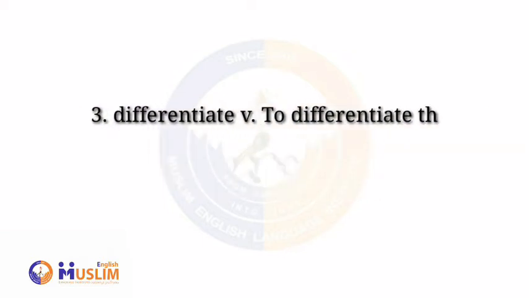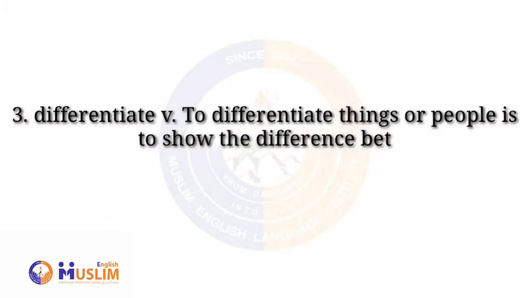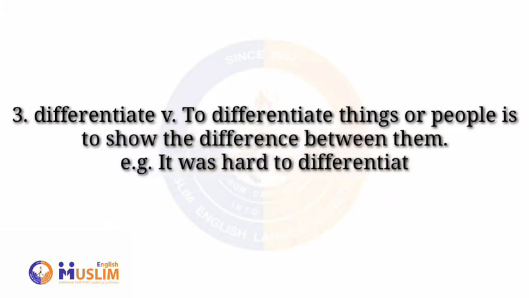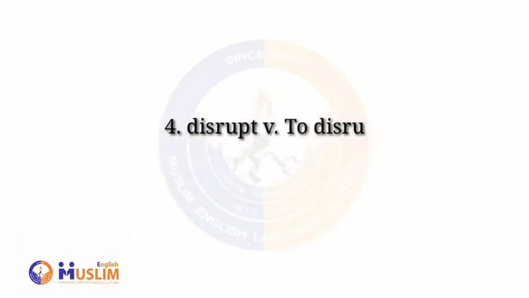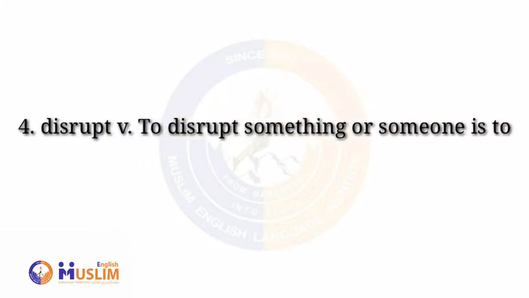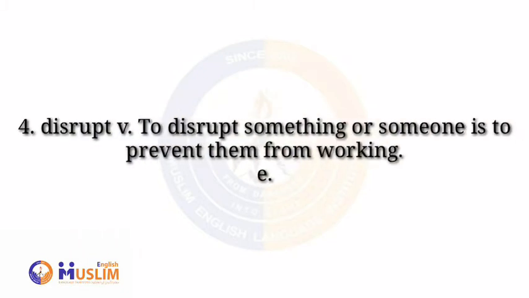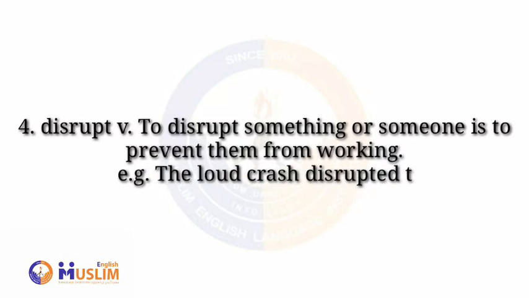Differentiate. To differentiate things or people is to show the difference between them. It was hard to differentiate between the identical twins. Disrupt. To disrupt something or someone is to prevent them from working. The loud crash disrupted the class lecture.